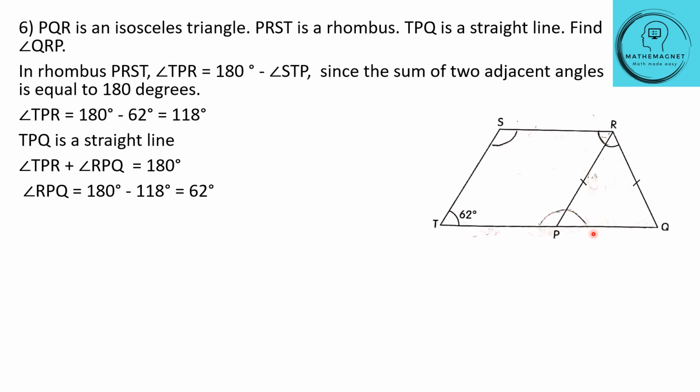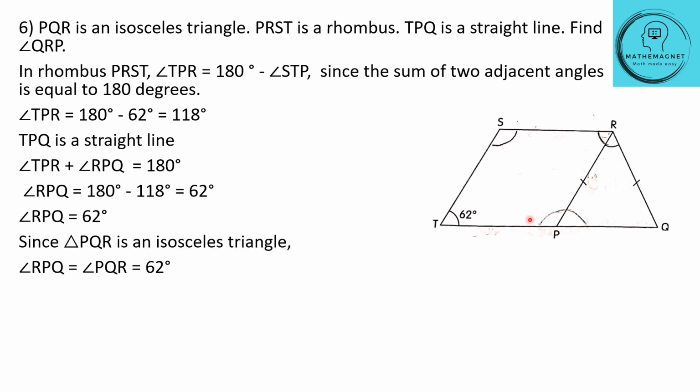Now we need to find this angle, that is QRP, but we know this is an isosceles triangle. So if this is equal to 62, automatically this will be equal to 62, because as per the properties of an isosceles triangle, angles opposite the equal sides will be equal. So that means RPQ is 62 degrees and PQR will also be equal to 62 degrees. Now QRP will be 180 minus 62 minus 62, which is equal to 56 degrees. Now the unknown angle QRP will be equal to 56 degrees.